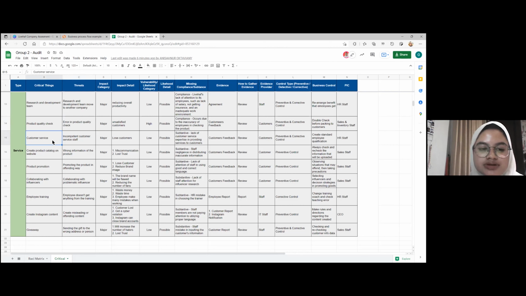And then the next critical service is customer service. The threat that might happen is incompetent customer service staff. For example, they might give wrong information to the customer, or they might be incompetent in answering customer complaints. The impact category of this threat is major because they will lose customers because of this, and the vulnerability is low, but it's possible to happen because of the substantive risk, which is lack of customer service expertise in providing service to customers.